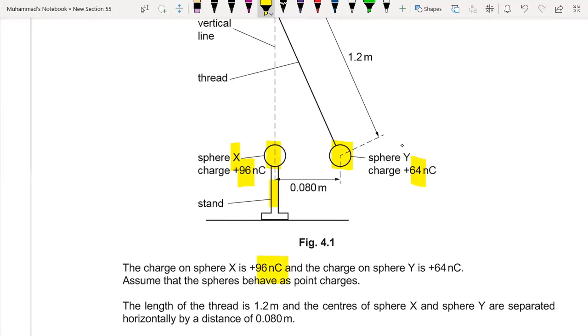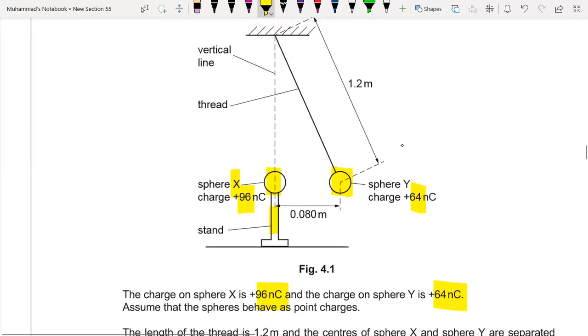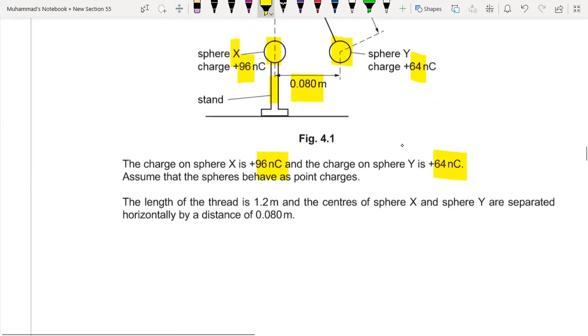The charges are given, and these are in nanocoulomb. The length of the thread is this, and this distance is also given.